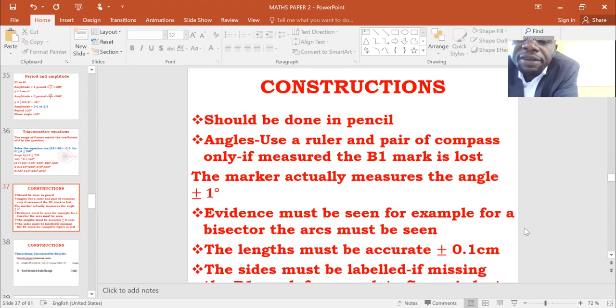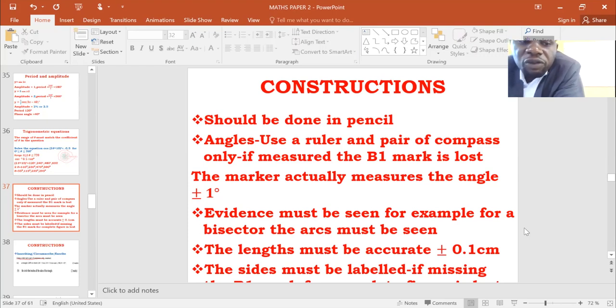That means that it can be right. If it was 5.3, I'll accept it if it is 5.4, right, if 5.2, right, but if the length is more than 5.4, that measurement will be penalized, will not be awarded any mark. The same applies to the angles.